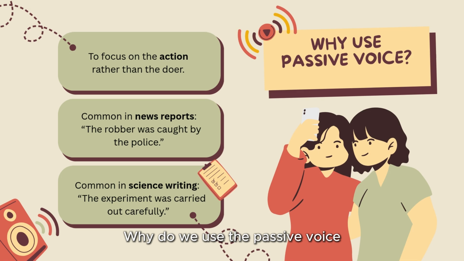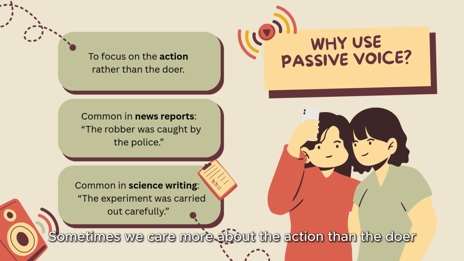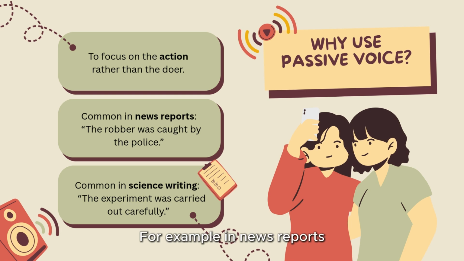Why do we use the passive voice? Sometimes we care more about the action than the doer. For example, in news reports, the robber was caught by the police. Or in science writing, the experiment was carried out carefully. Passive voice helps us focus on the action or the result.